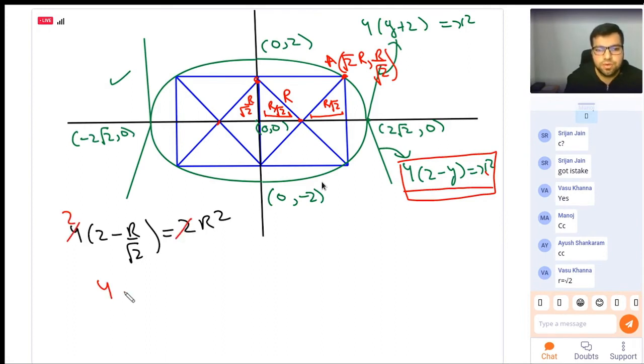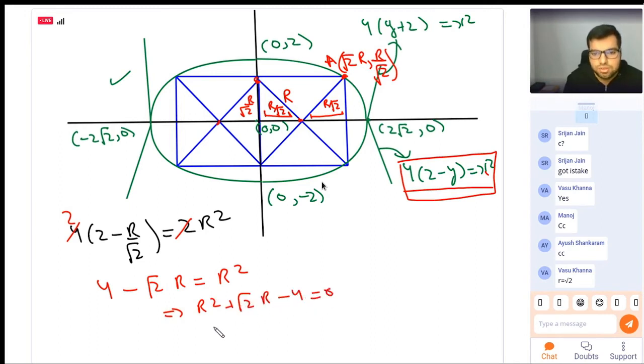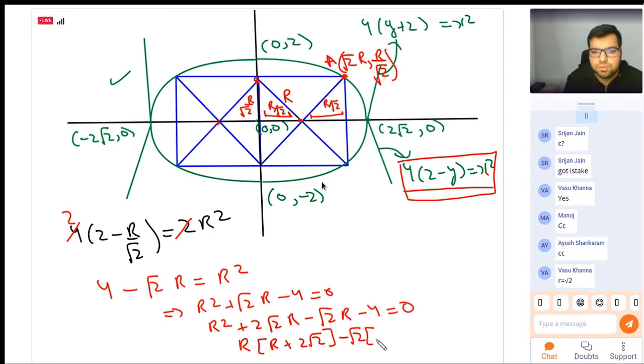4 minus root 2r is equal to r square. This implies r square plus root 2r minus 4 equals 0. So you solve it: r square, 4 can be divided into 2 root 2 and minus root 2. I'm just solving the quadratic. r plus 2 root 2 into r minus root 2 equals 0.